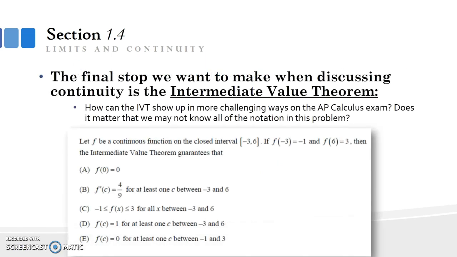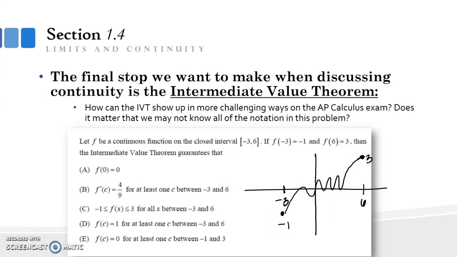Let's check out one example of an intermediate value theorem problem on the AP Calculus exam. So here's a multiple choice problem. It says, let f be a continuous function on the interval negative 3 to 6. So once more, I'm going to give myself a graph, and I'm going to go from negative 3 up to positive 6. f of negative 3, it tells me, is negative 1. f of 6 is 3. So no matter what's happening in between here, I have to get values that go from negative 1 up to positive 3.